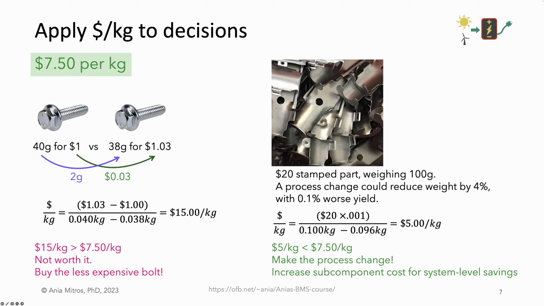These fictional examples illustrate how our dollars per kilogram metric allows the bolt engineer and the stamping engineer to optimize to the same criterion. Two people working on different teams can value the weight versus cost trade-off in the same way. Pretty cool, huh?